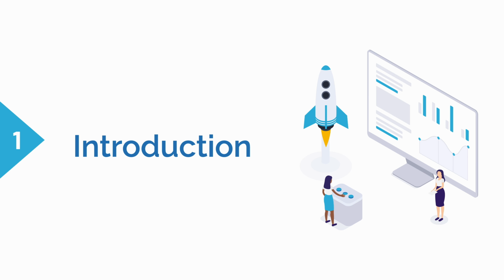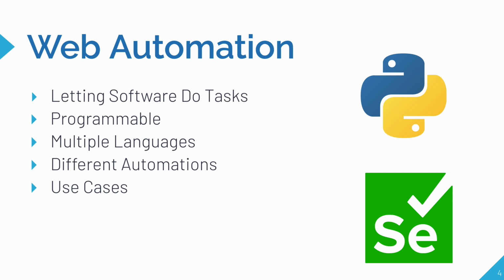So first, let's introduce web automation and CSV files. So web automation, I've already introduced this in my other video, which is Introduction to Web Automation. That'll be in the description. So it's just letting a software do tasks for you. These tasks can be anything from testing to running a Python program. And web automation is programmable, which means that you can change it to do whatever you want it to do in multiple different languages, such as Python, C, Java, Go, lots of different languages. And there's different types of automations based on what you want the program to do.